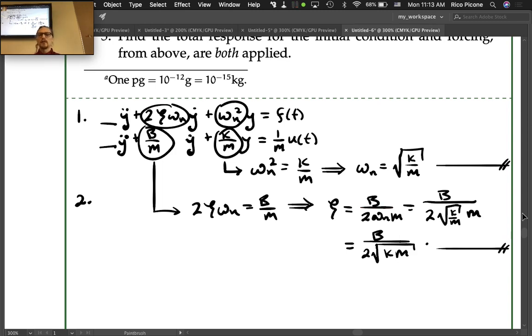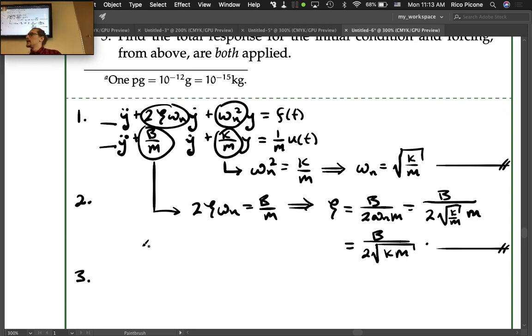So that's our zeta in terms of our original parameters, b, k, and m. So that's good. We've got that. Now we're on part 3. Whenever you have a second order system, this is typically the process we're going to use. We're going to want to know what the damping ratio and natural frequency are. They're interesting in and of themselves.